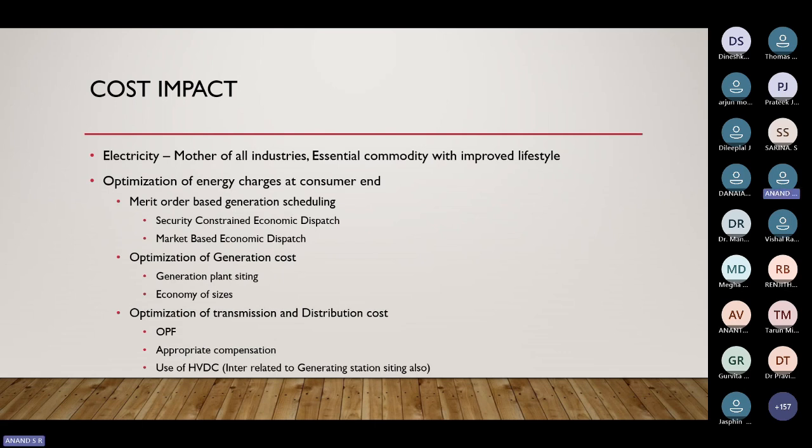Then regarding generation cost, the plant siting and economy of sizes, we have already discussed. It is always economical for a scheme. If you go for a 2000 megawatt station, then that could be more economical compared to a 500 megawatt station in the conventional setup. And in the case of solar and wind also, if you go for higher sizes, the cost can be reduced.